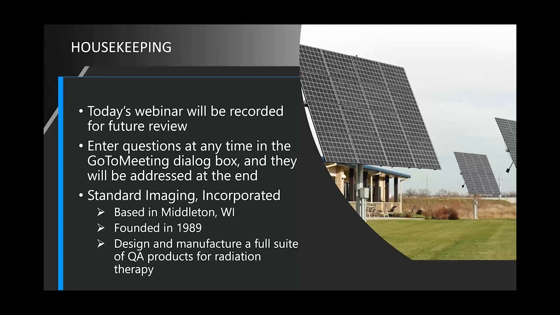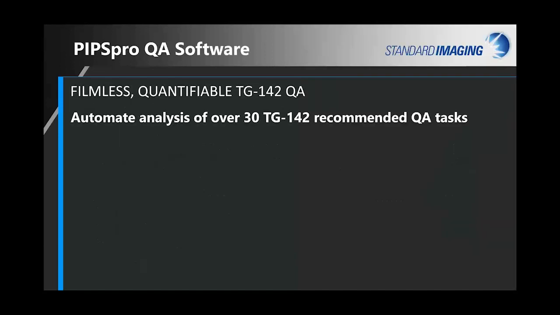And then we also have a lot of different software solutions too, from our PIPSpro, which I'll be touching on today, our I Am Sure, which is a secondary MU calculation software, and our Adaptivo, which is patient-specific QA and has an adaptive module as well as a portal dosimetry component to it, and a number of other different software packages as well. But today I want to talk about PIPSpro.